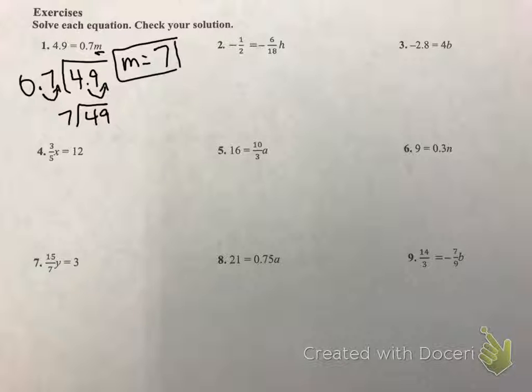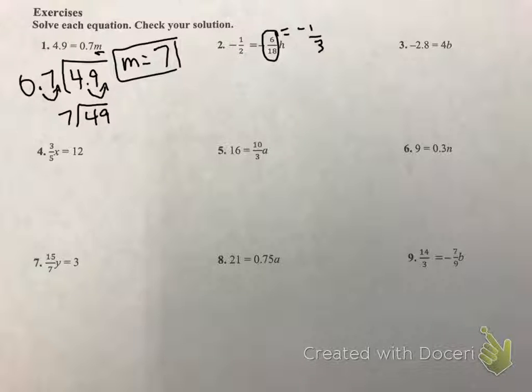Let's look at number 2. Well, some number times negative 6/18 gives us negative 1/2. Before we start doing any of the solving equation portion, I always recommend you look to see if any fractions can be simplified. Well, this fraction right here, negative 6/18, can be simplified to negative 1/3. That's going to make the numbers a little more familiar to us.